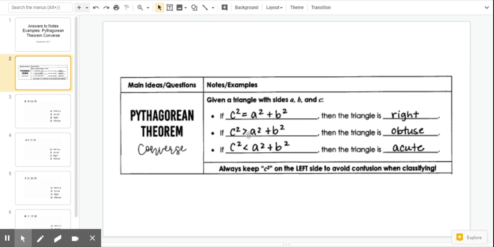If c squared is greater than a squared plus b squared, then the triangle has to be obtuse, meaning it has one obtuse angle. And if c squared is less than a squared plus b squared, then the triangle is acute, meaning it has 3 acute angles. So we like to keep c squared on the left side like this, just to avoid confusion. If c squared is on the other side, then you would have to flip the inequality around, and that might get confusing. So if you leave it on the left, then you know greater than means obtuse, and less than means acute.